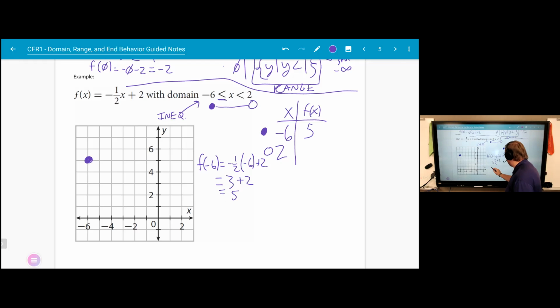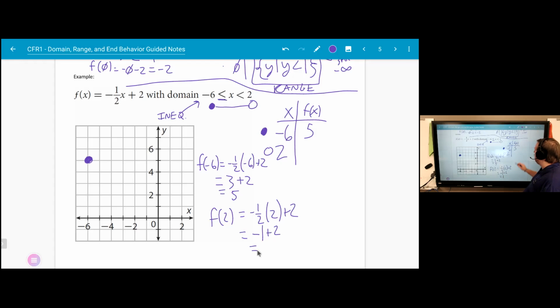So let's plug in 2. The value of the function when x is 2 is negative half times 2 plus 2. Well, negative half times 2 is negative 1, plus 2, which is 1. So 2, comma, 1. Open circle because it was just less than. And that x can be anywhere in between, which means my y values, because it's a linear function, would follow right along with that.